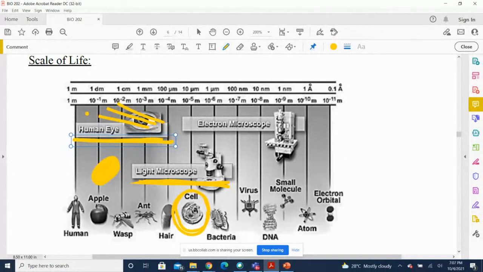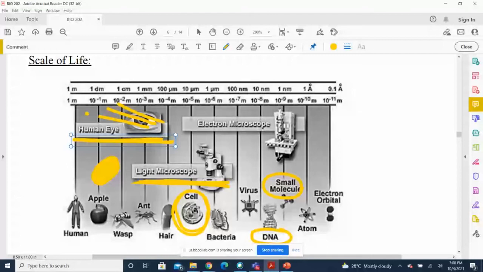So we can definitely see cells with light microscopes, and we can see many types of bacteria also with light microscopes. However, you will not be seeing the cell organelles or smallest molecules, let alone atoms, with light microscopes. To do that, you will need an electron microscope. Rather than using light to study the object, electron microscopes shoot electrons at the sample that we're studying. So that's why it gets a little bit more advanced as a technique, and that's why we don't have it available as well.